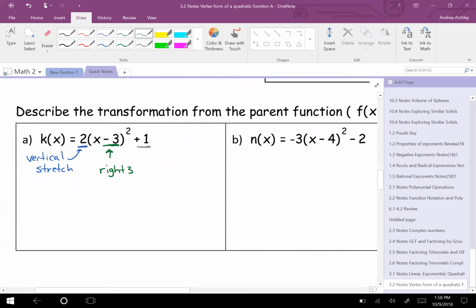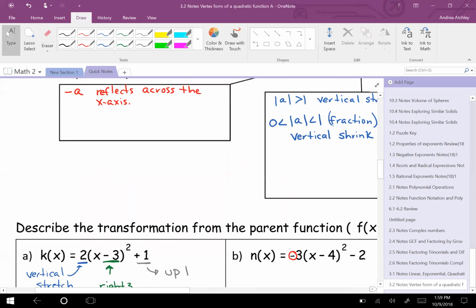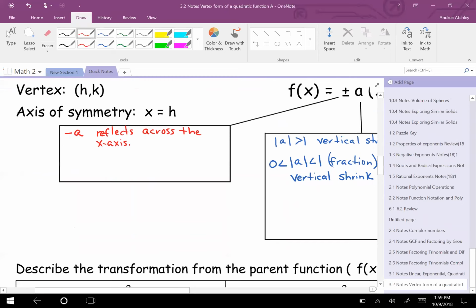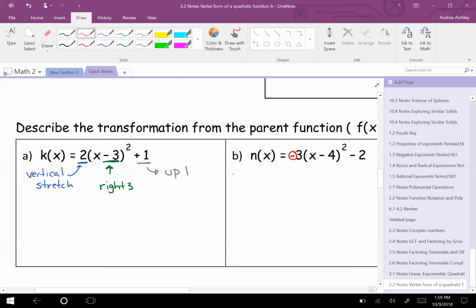The 1 is the k value. That's moving up and down. So the k, it's a positive, so that just moves exactly as is. So we're going to say up 1. Any questions over that? The next one, they give you a negative. When we see that the a value is negative, that means it reflects across the x-axis. That's what the negative sign means.